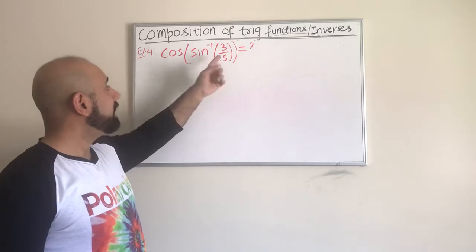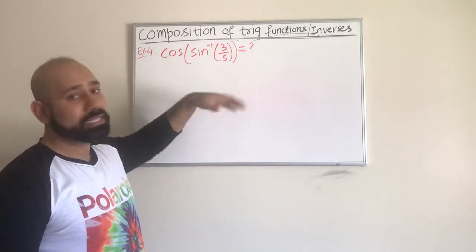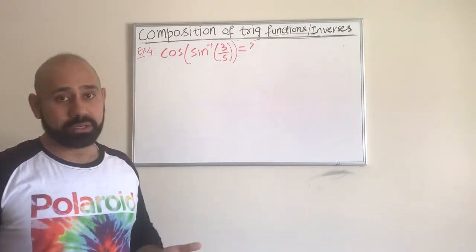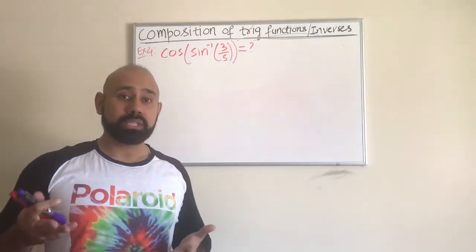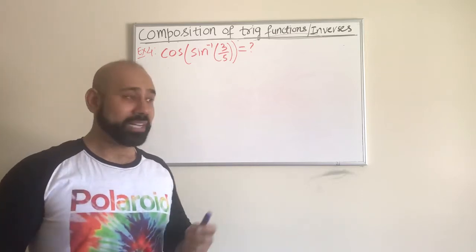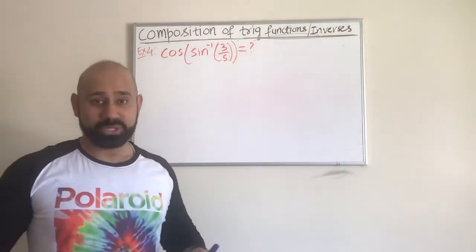And then again, the other thing which is different in this example is the ratio, or this number, which is 3/5. That 3/5 we know is not visible on the unit circle, so we have to do something else in order to actually simplify or find the value for this particular composition of trig functions.